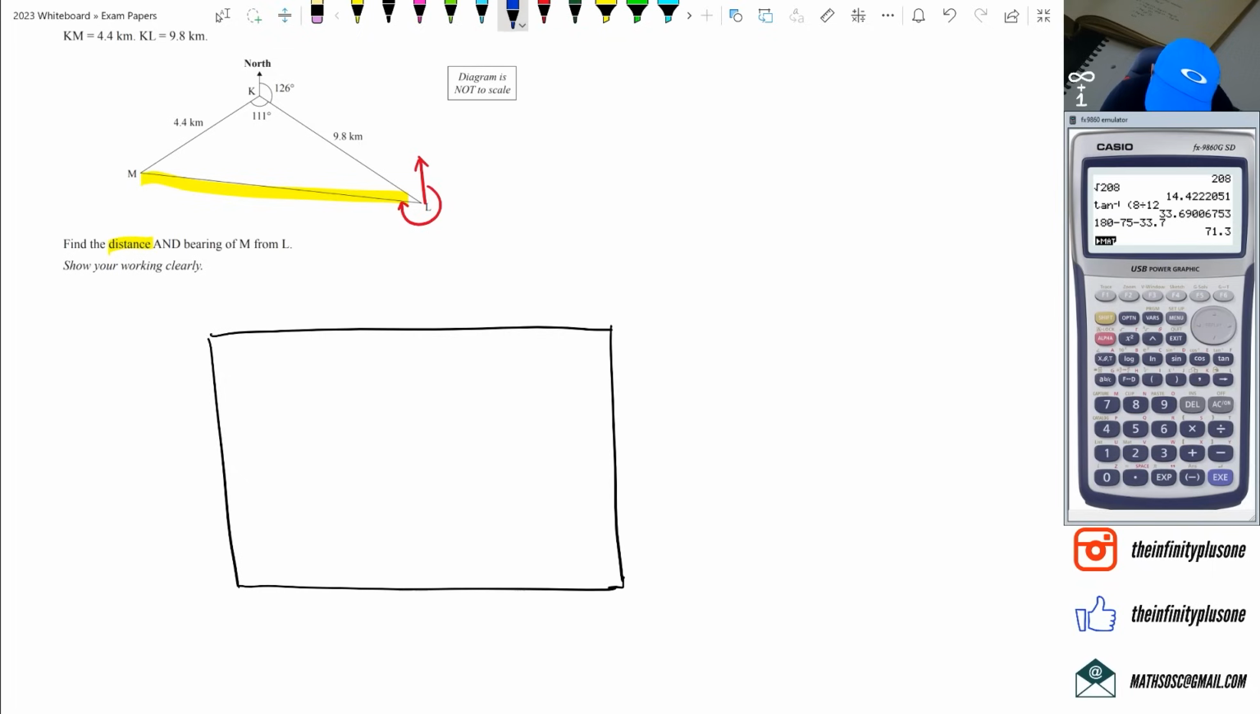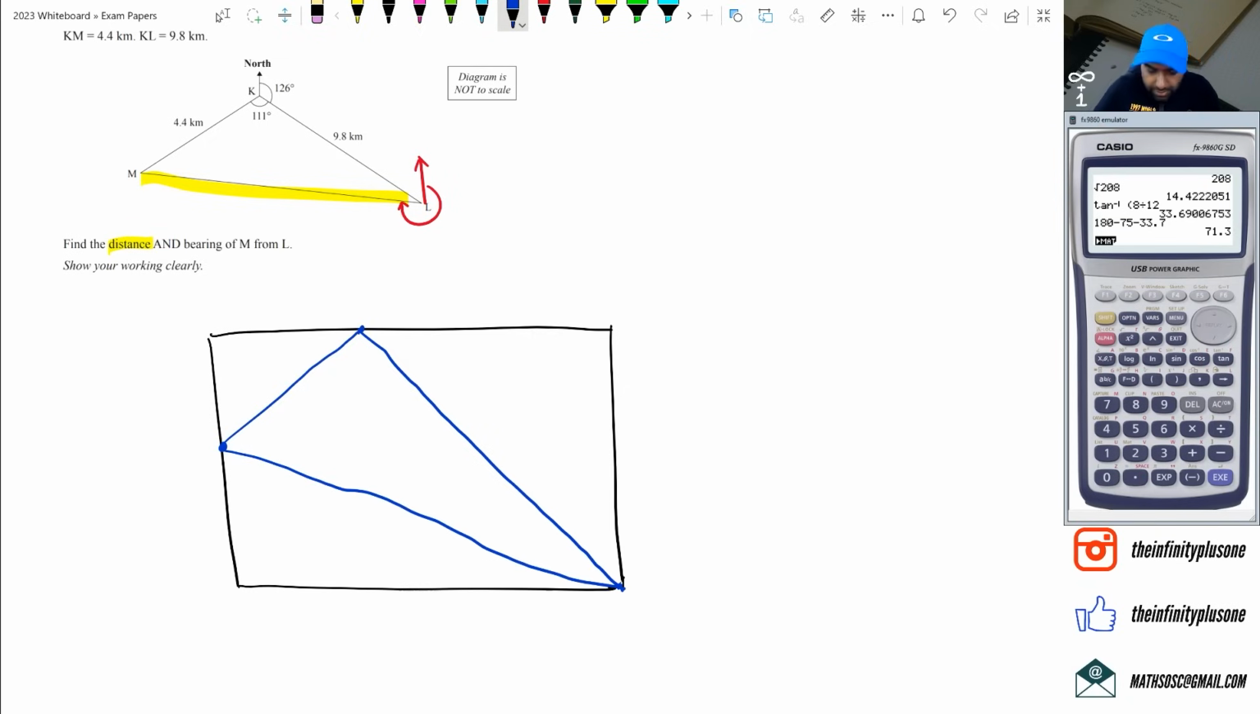Something like this. And I'm just going to roughly sketch it, right? It's not really accurate or anything like this, but this is just to give me an indication of what's happening. So here is my triangle. I know it's not pretty, but you get the idea. So 9.8 is this, 4.4 is this.